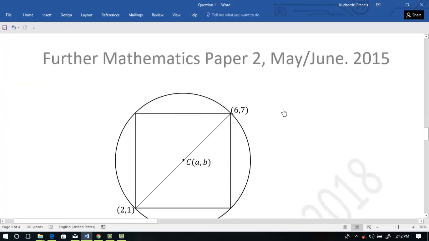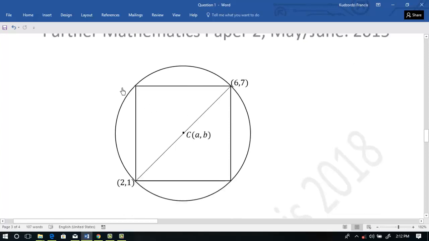So this is the diagram. We have a square that is inscribed in a circle. And these are the vertices, the opposite vertices. Someone can decide to put them here and here, it doesn't matter. Now this is the center. We don't know it, and so we should find the center of the circle.